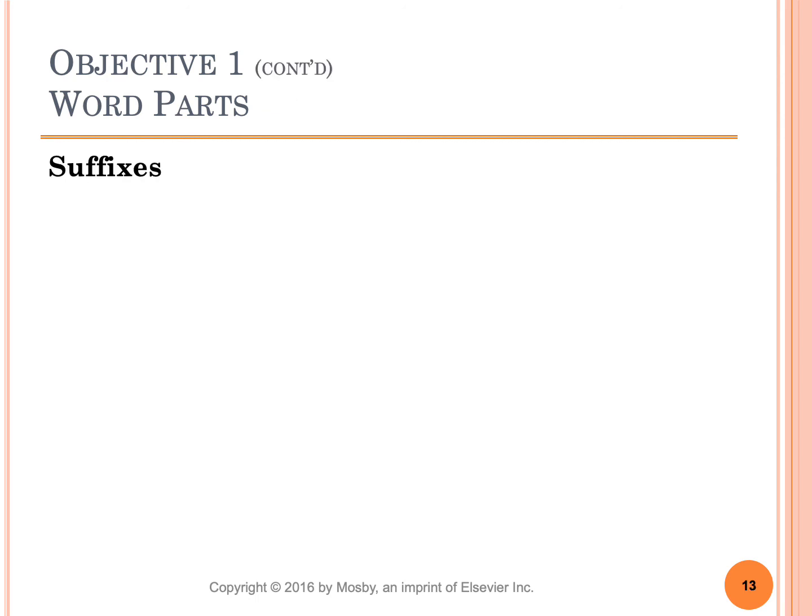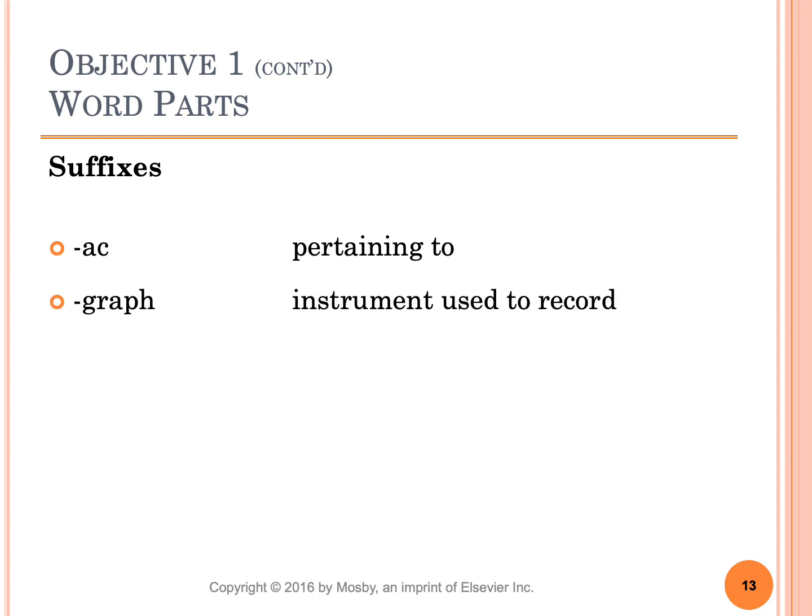So let's look at some suffixes. The first one is AC, which we've seen before. It means pertaining to, right? Cardiac, pertaining to the heart. Graph is the term that we've seen before, an instrument used to record. Electrocardiograph. Megaly is the enlargement of something. So if there was an enlargement of the spleen, we would say splenomegaly.